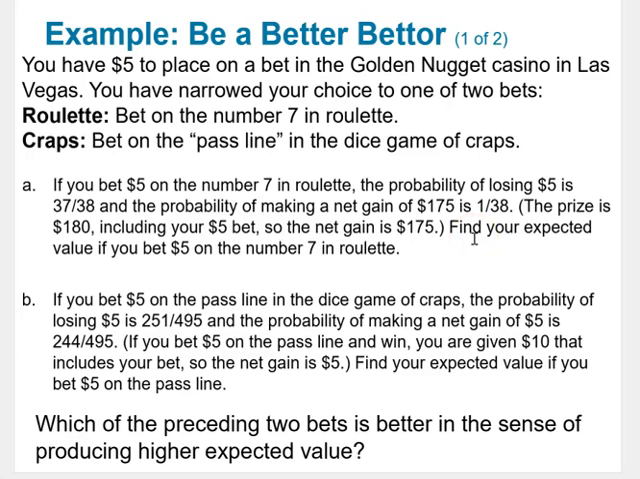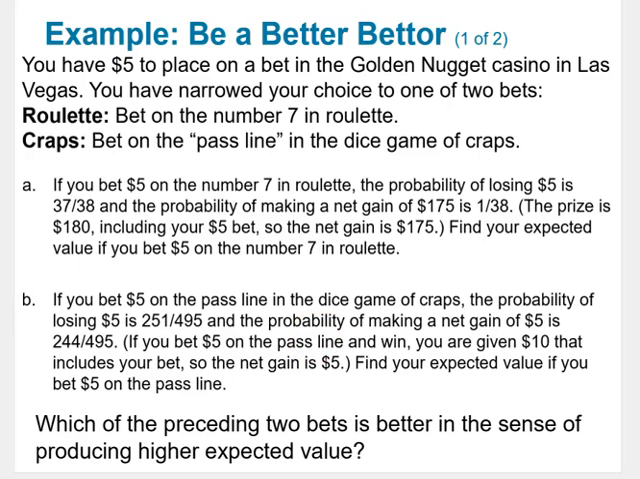We're going to walk through that, and then we're also going to do the same thing for the game of craps. When you're playing craps, the probability of you putting your $5 on the pass line and losing is 251 out of 495. And don't worry how they came up with that, they're just telling you what it is. And the probability of you making a net gain of $5, so you would win your bet and win $5, is 244 out of 495. Again, those are net gains, they're taking out the fact that you used the $5 to begin with. So we find the expected value for that.